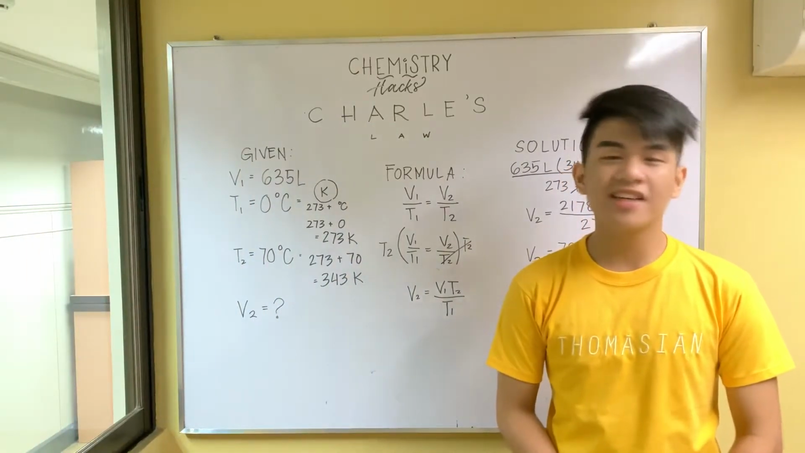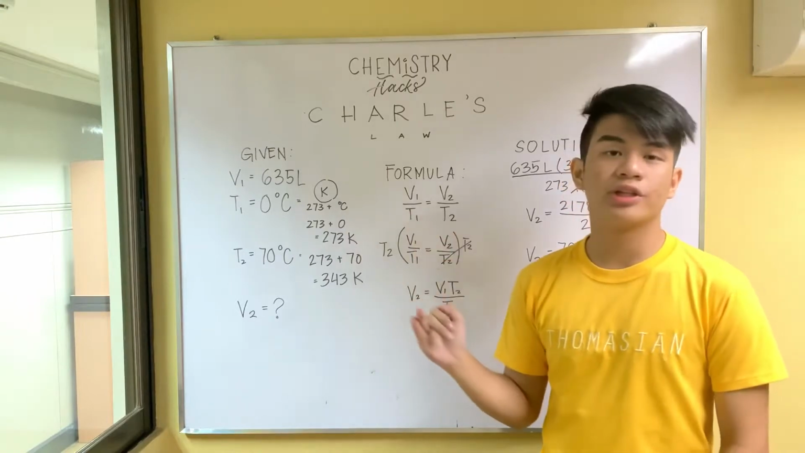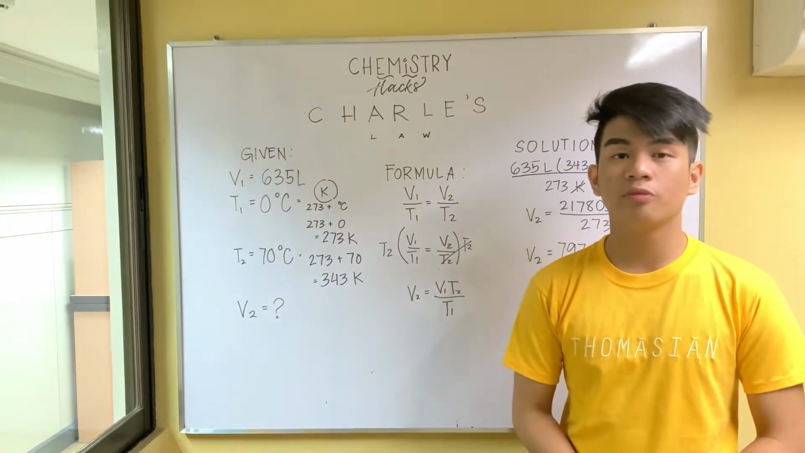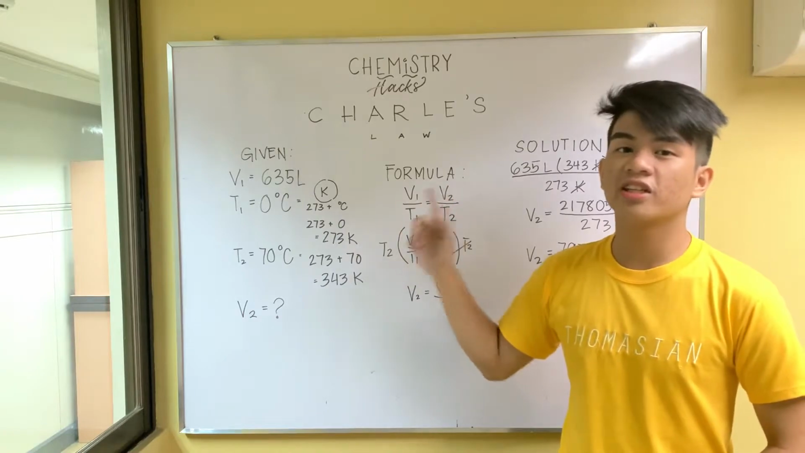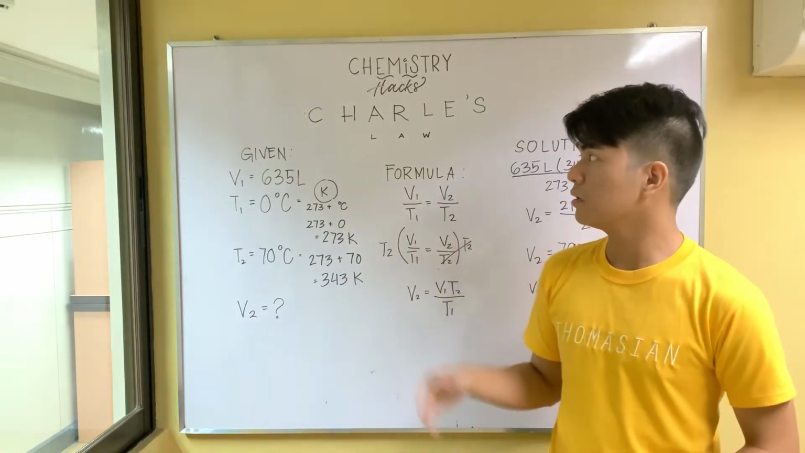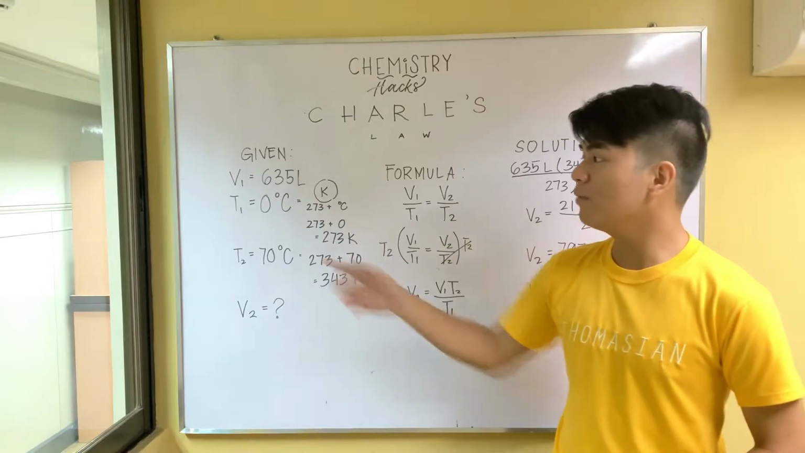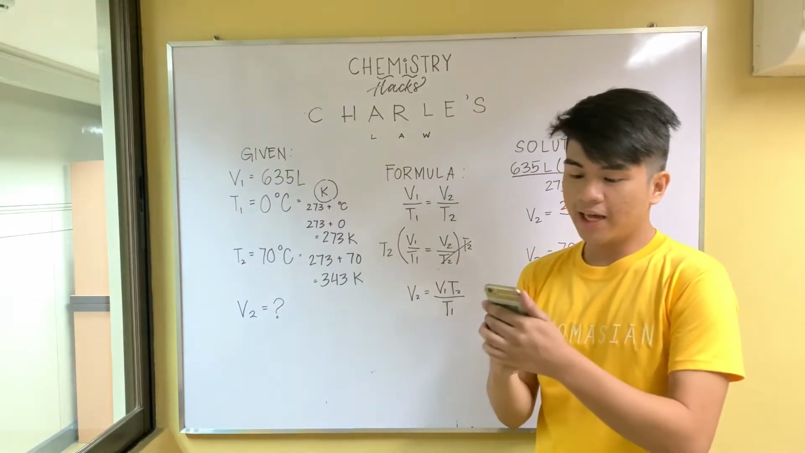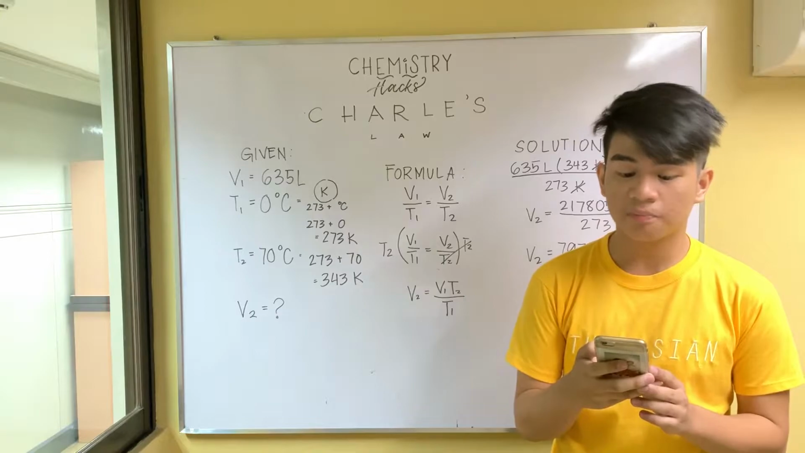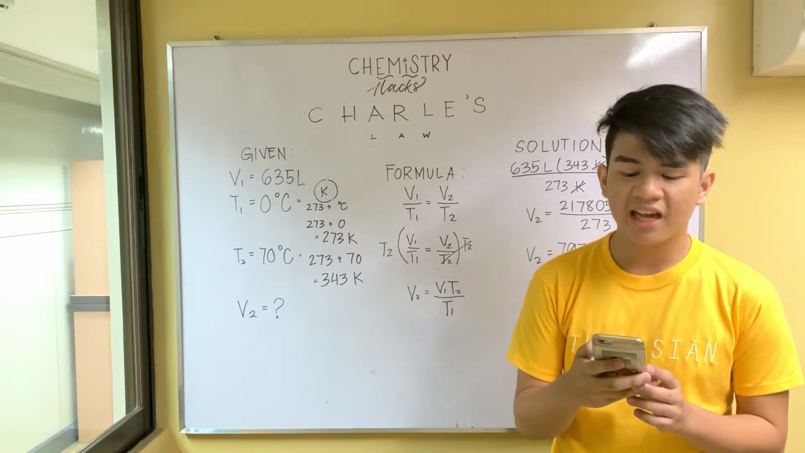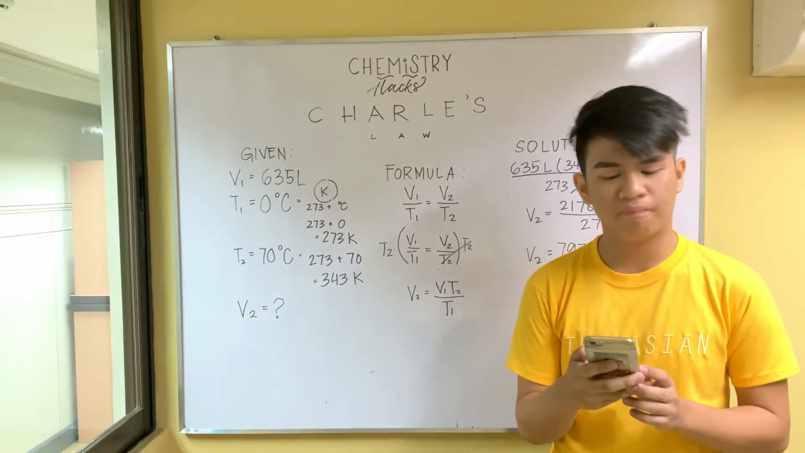The next question is for Charles' Law. A balloon takes up 635 liters at 0 degrees Celsius. If it is heated to 70 degrees Celsius, what will its new volume be? In Charles' Law, from what we learned earlier, there are two variables, the volume and the temperature, and they are directly proportional with each other. In Charles' Law, pressure is constant. Another thing to know about Charles' Law, or in any gas laws, is that when we use temperature, it is in Kelvin. It's because the Kelvin scale is used in gas law problems because the pressure and volume of a gas depend on the kinetic energy or motion of the particles.